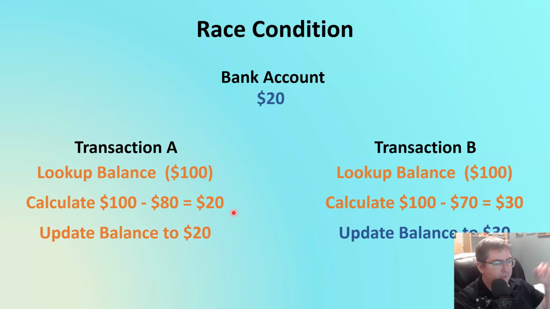The teller writes it back to the account, says, here's your $80. You now have $20 in your account. And the ATM says, oh, here's your $70. You now have $30 in your account. And what has happened here is we've withdrawn $150 from a bank account that only had $100 and had $30 left. So this is completely messed up.